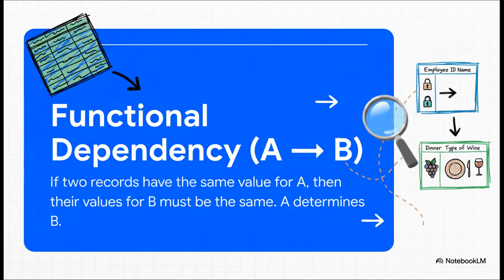And here's what it looks like formally. We write it as A with an arrow pointing to B. All this means is that the value of A uniquely determines the value of B. Every single time you see a specific value for A, you will always see the same exact value for B, just like dinner determines wine. This one concept is going to be our map for cleaning everything.